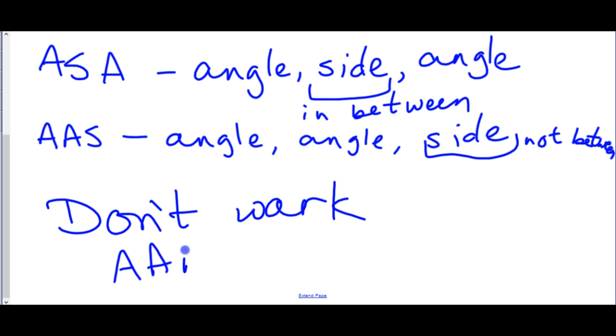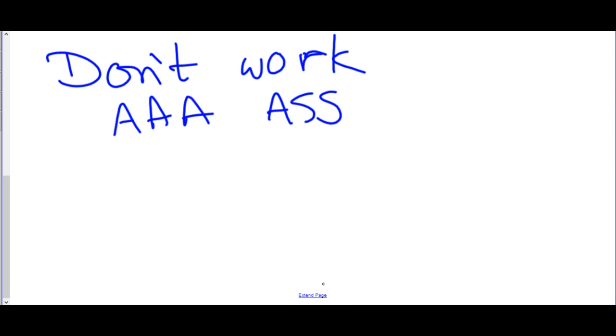Angle, angle, angle doesn't work. If I know all three angles match, that doesn't mean that all three sides match as well. And angle, side, side, I always remember that one because we don't want to swear in math. So angle, side, side also doesn't work. Just because you have an angle and two sides that match on both triangles doesn't mean that all the other information on the triangles match. So let's look at an example.